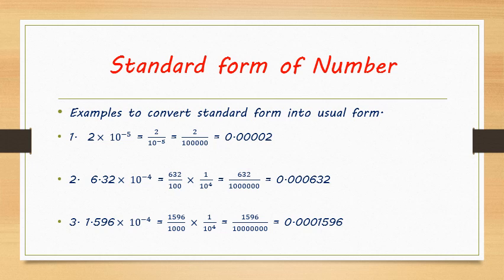Now if we are having small numbers in standard form, then how can we convert them into usual form? Suppose we have 2 into 10 to the power minus 5. Since it is written as minus, we have to make it plus. So 10 to the power minus 5, when taken in the denominator, becomes 10 to the power 5. 10 to the power 5 means 10 having 5 zeros.